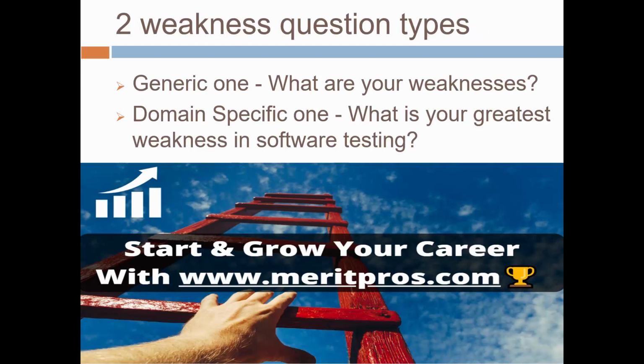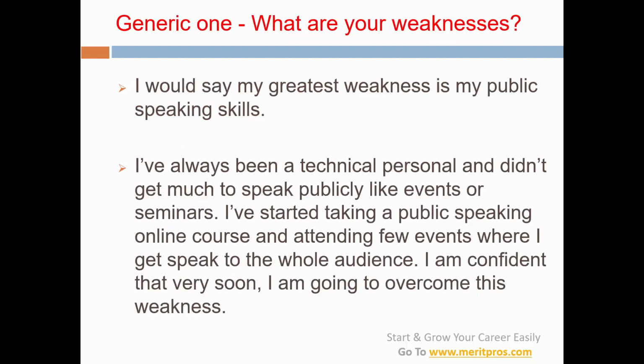Then going forward, there are two types of weakness questions. One is the generic one, like what are your weaknesses, just asking your weaknesses. Then there is the second one, which is specific to the domain or your experience. So you can get a specific question like what is your greatest weakness in software testing. So this is domain specific, skill specific or experience specific. So let's see how to handle these two questions. I'm starting with the first one, the generic one, what are your weaknesses.